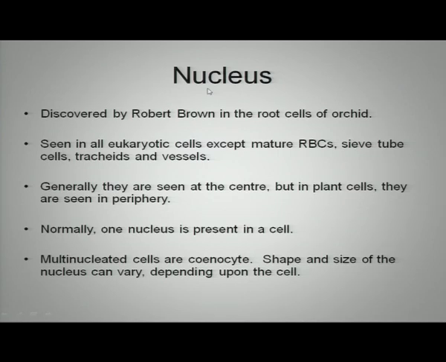Now comes the most important organelle, the center of the cell, that is the nucleus. It was discovered by Robert Brown in the root cells of orchid. It is seen in all the eukaryotic cells except in mature mammalian RBCs, sieve tube cells, tracheids and vessels.